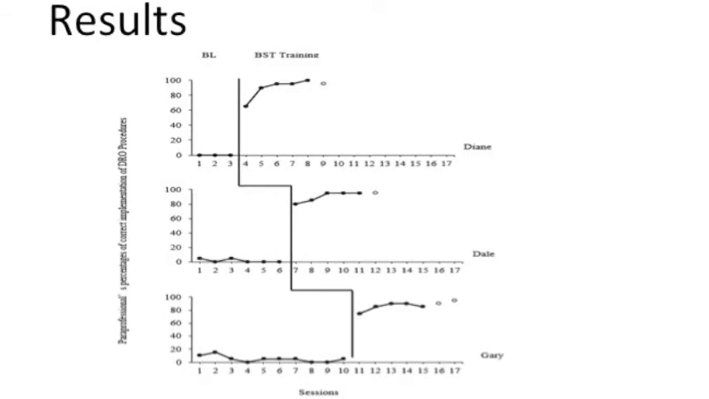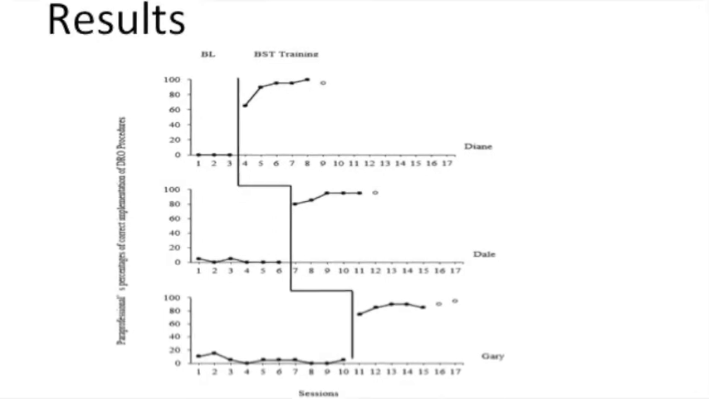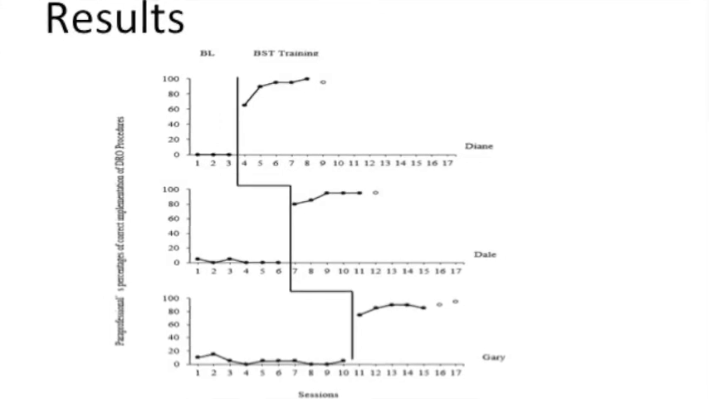The closed circles represent the baseline and intervention phases, and the open circles represent the maintenance phase. There were no overlapping data points between baseline and intervention.